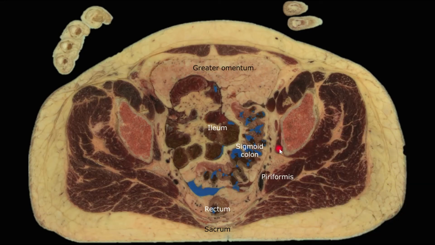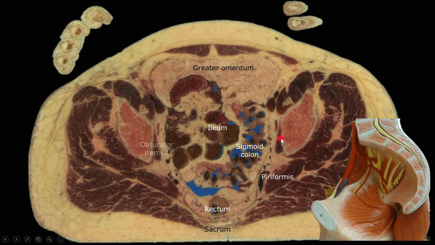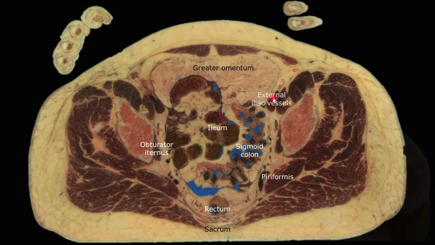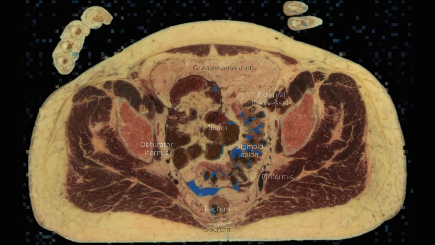On the side of the pelvis, there is a newly appearing muscle here and here. This is the beginning of the obturator internus muscle. And again, you can see that the external iliac vessels are heading more anteriorly. This should be the iliacus and psoas major muscle.